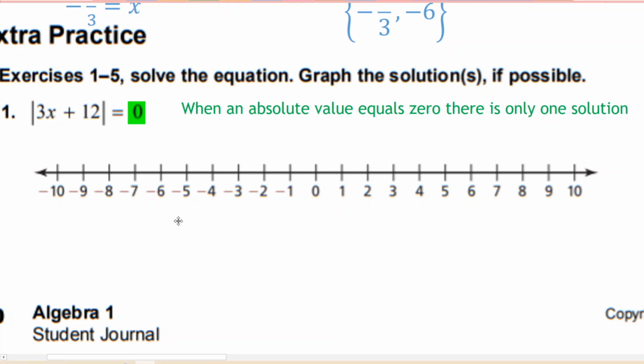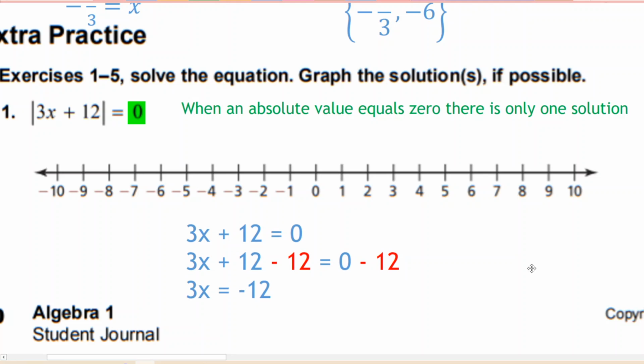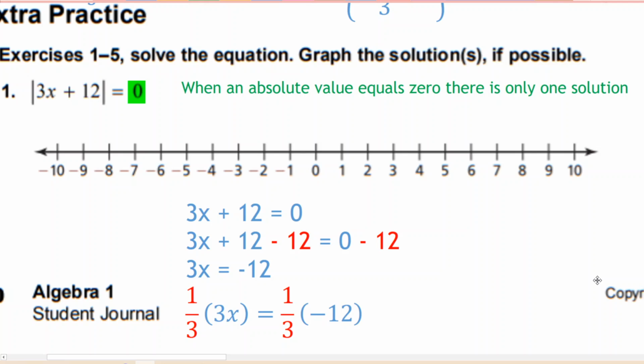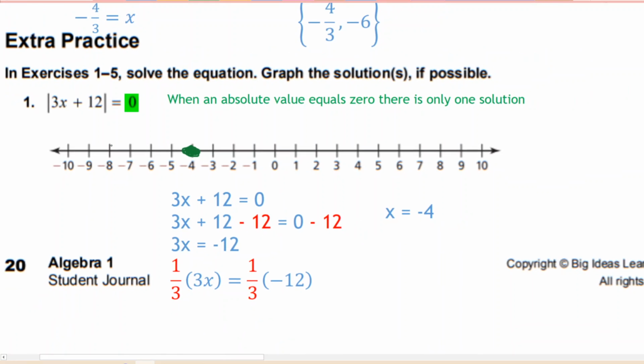So the only thing you need to solve is 3x plus 12 equals 0. So we'll do that real quick. We'll subtract 12 from both sides. And then we'll divide by that coefficient, 3. And that's going to give us that x is equal to negative 4. And we can graph that over here. We'll just put a dot here at negative 4. That's a pretty sloppy looking dot, but I think you get the idea. So x equals negative 4. That's our problem number 1.